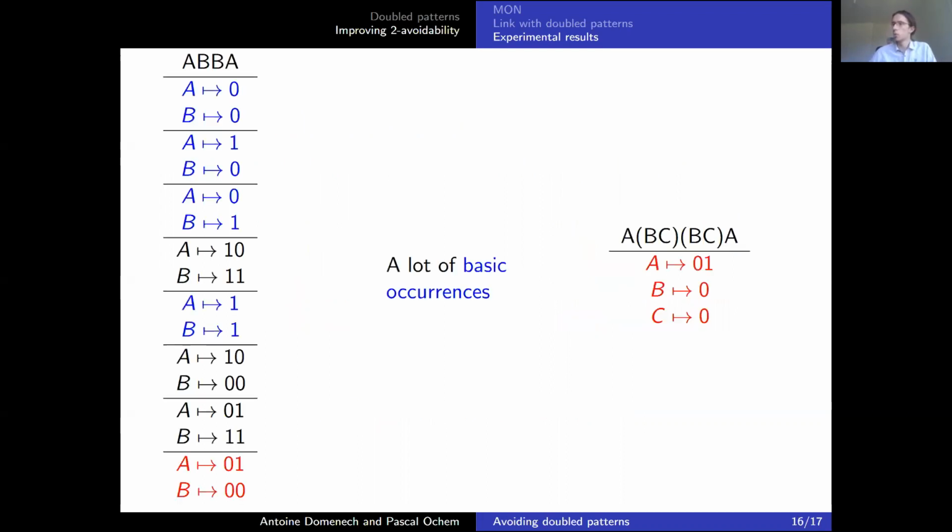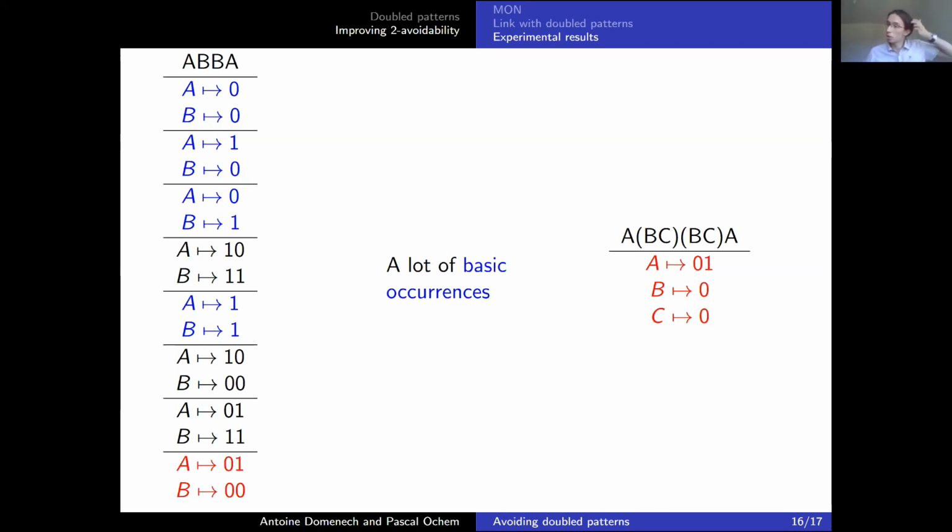And then we could also compare ABBA to A, BC, BCA. So ABBA needs 8 occurrences, and A, BC, BCA only needs 1. But when we parenthesize A, BC, BCA like this, we can see that it's an occurrence of ABBA. So just by forcing one variable to become 2, which means adding the condition on ABBA that the image of B must be at least of size 2, then the minimal occurrences number goes from 8 to 1. So from the maximum to the minimum.